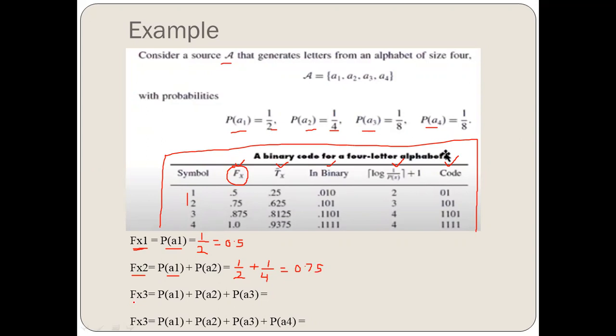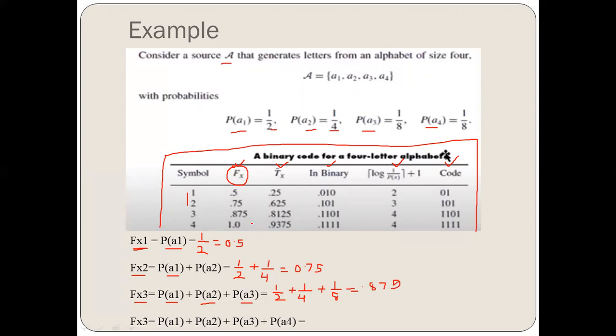Now let's see what the function for A3 will be. The function for A3 will be the sum of all the probabilities up to symbol 3, that is P(A1) plus P(A2) plus P(A3). So how are we going to calculate? I'll write P(A1) is half, plus P(A2), that is the probability of A2, is 1/4, plus the probability of A3 is 1/8, and that will be equal to 0.875.